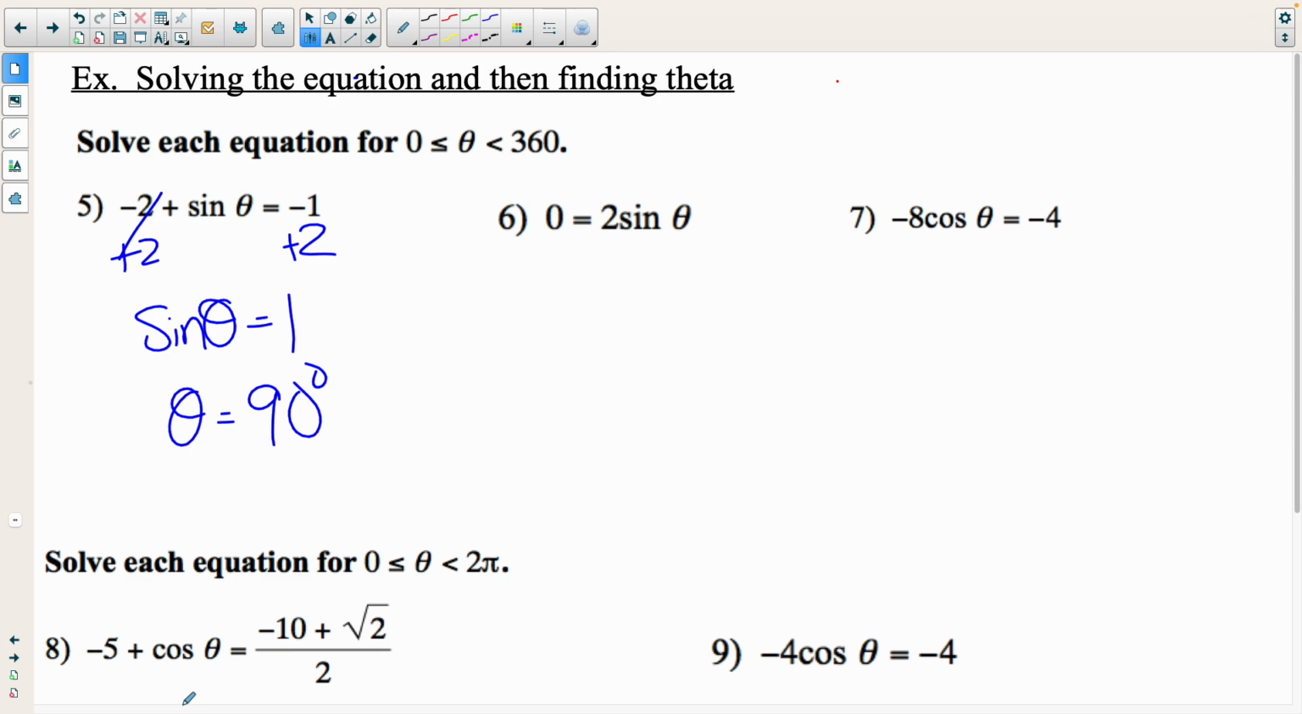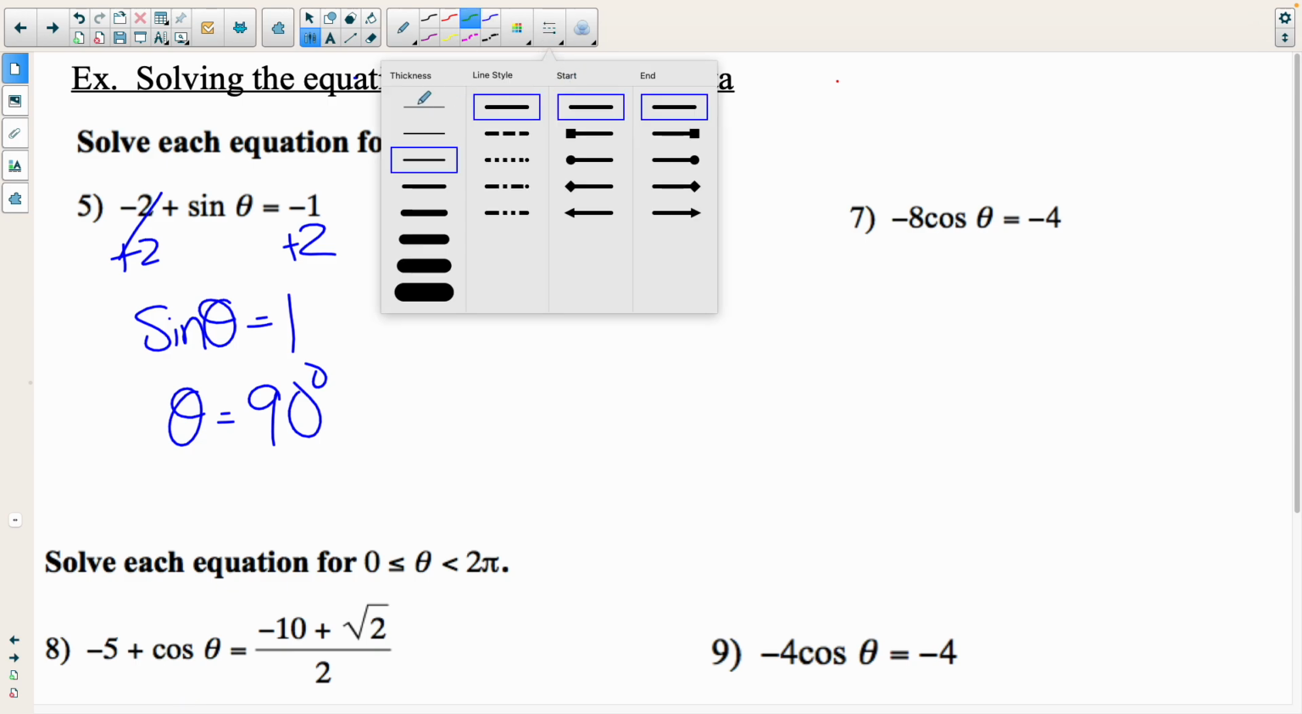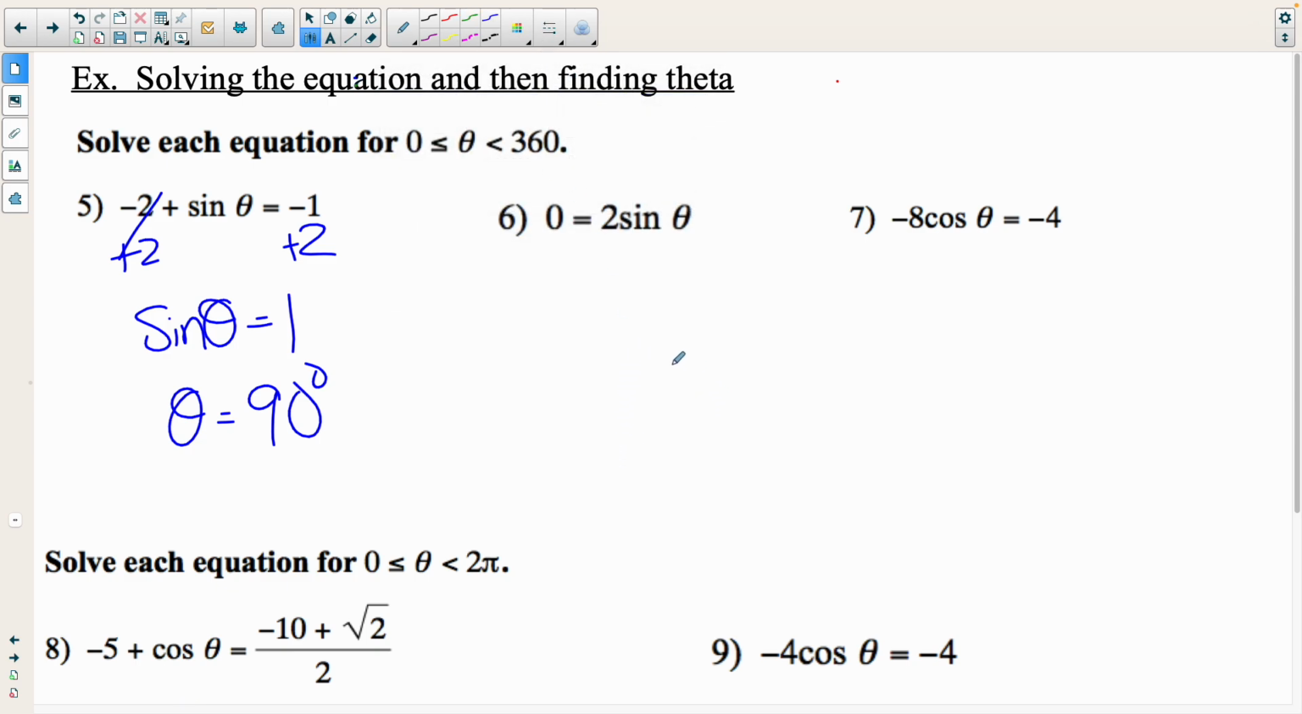All right, number 6. To solve, we've got to divide by 2. That 2 is attached to the sine of theta by multiplication, so let's divide it out. So I get the sine of theta equals what? 0, right? Remember, 0 divided by anything is 0.